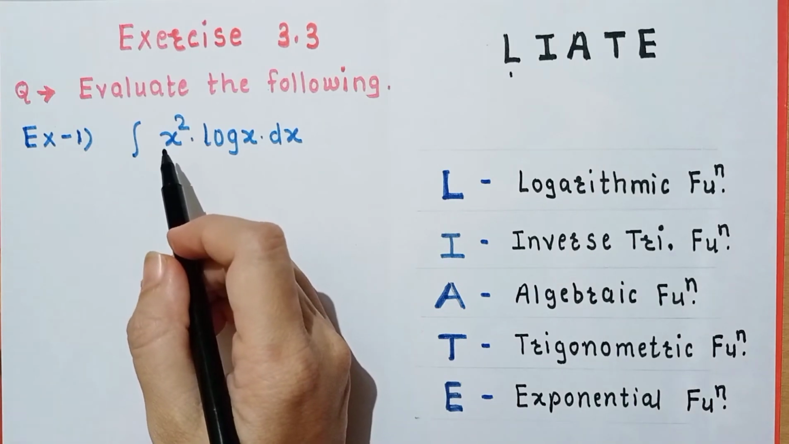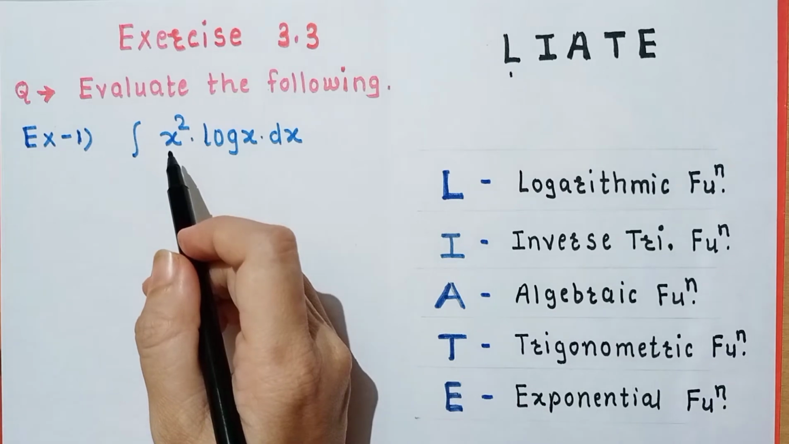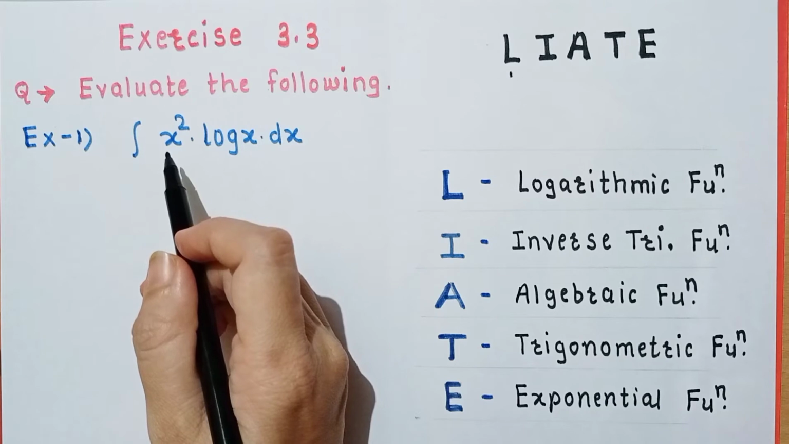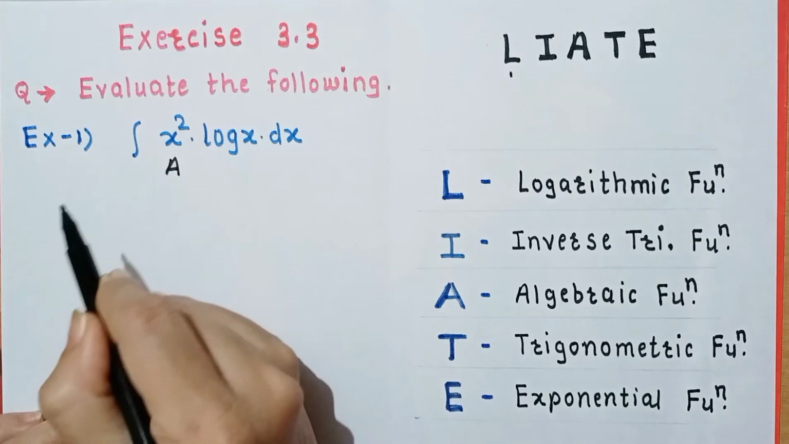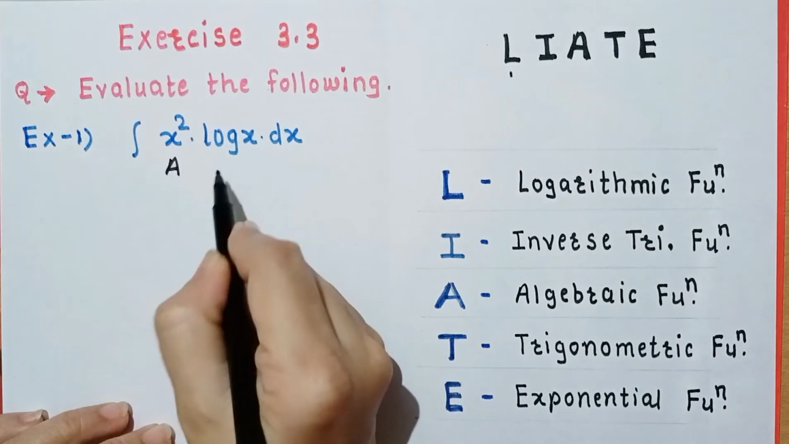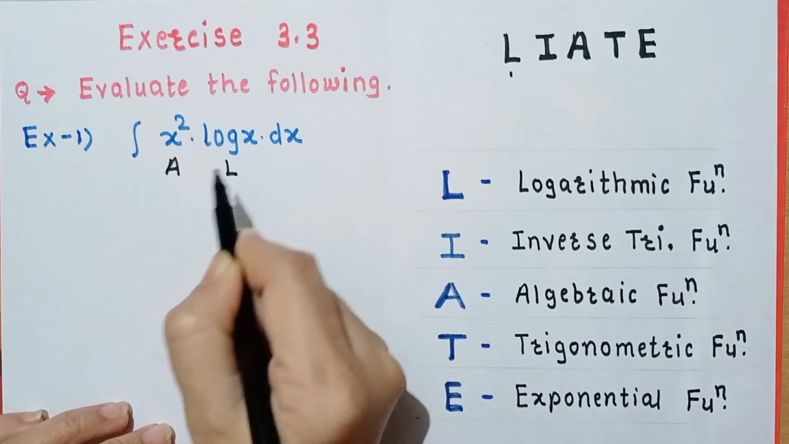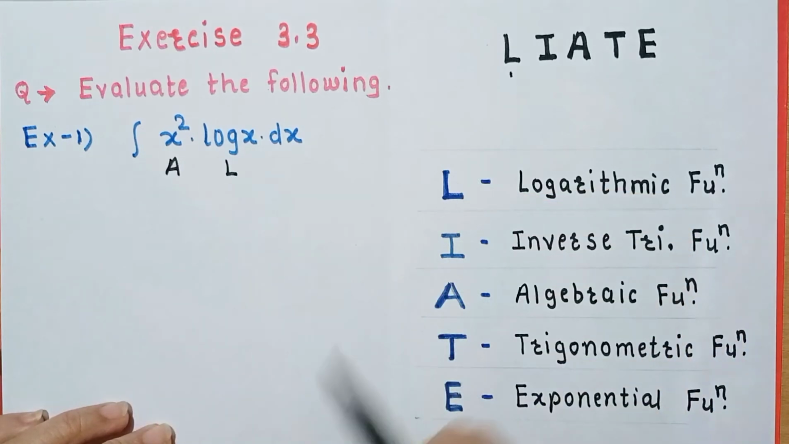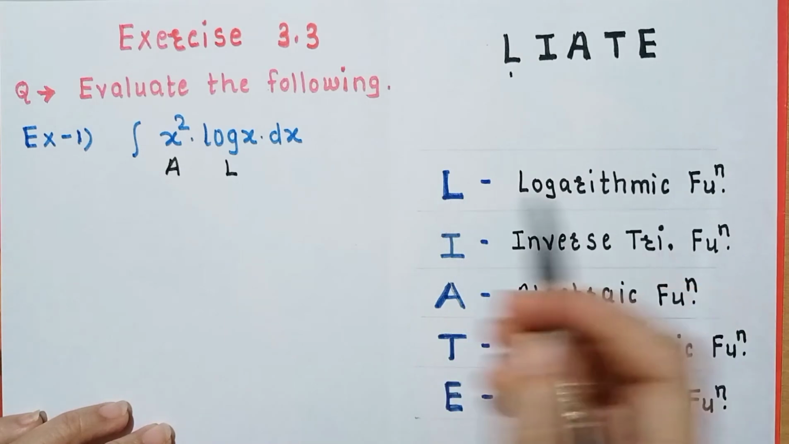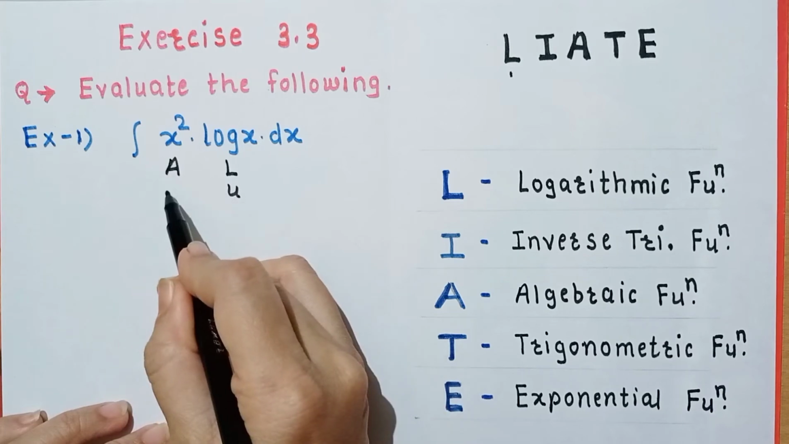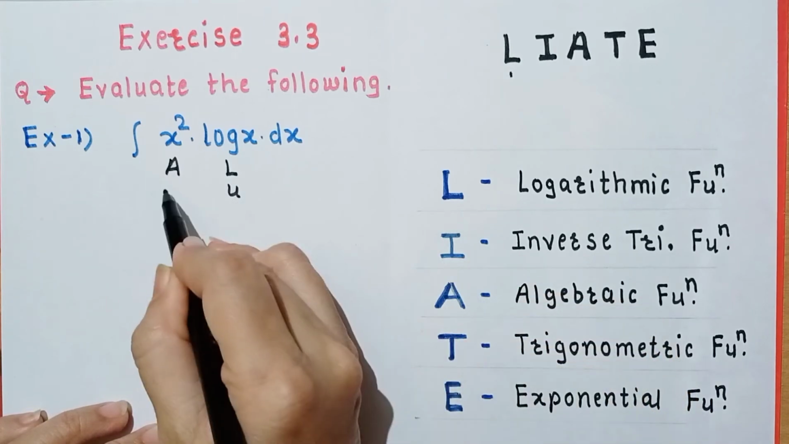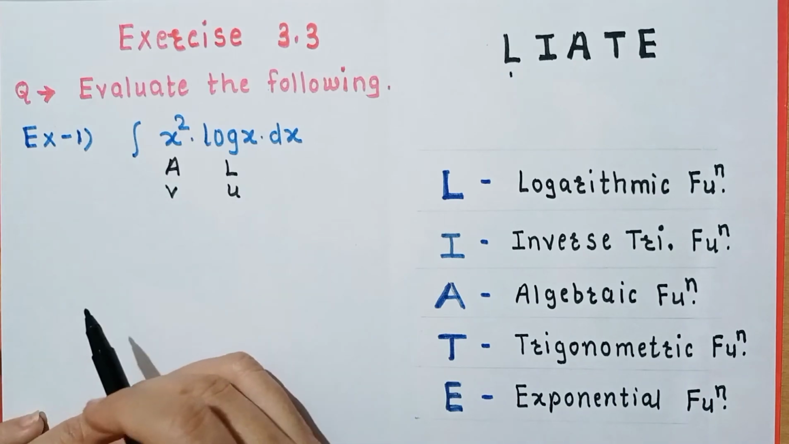X square is an algebraic function; any variable in combination with a constant is called an algebraic function. So x, x square, x cube, 2x are all algebraic functions. So we consider this as A. Log x is a logarithmic function, so I write L. Now check the serial order. Here first is logarithmic, so we consider this function as u, and then A comes after that, so we consider this function as v.